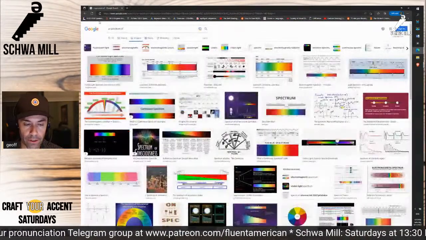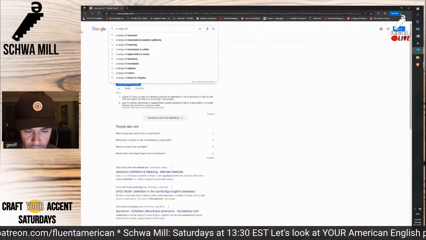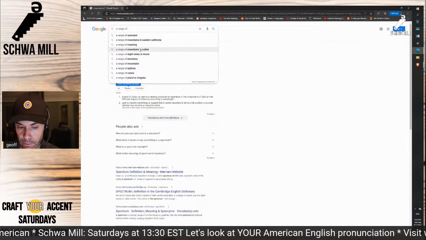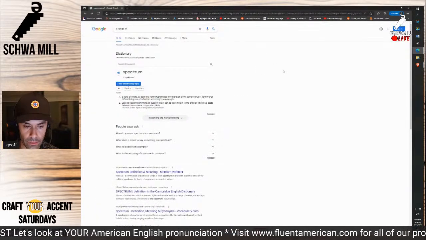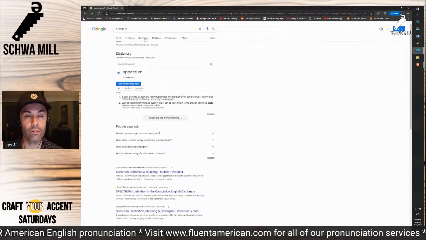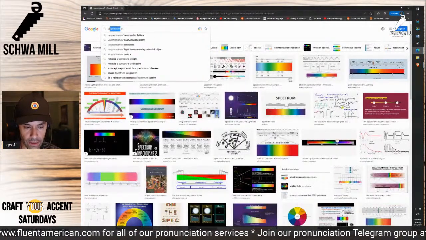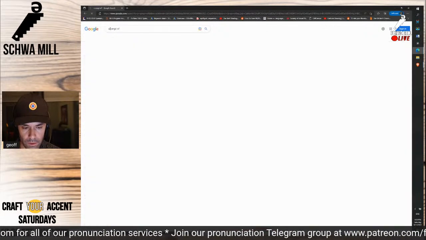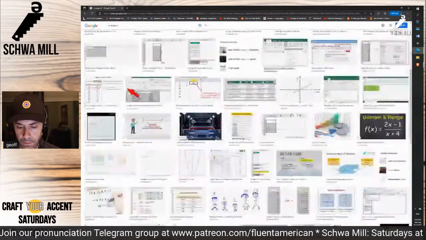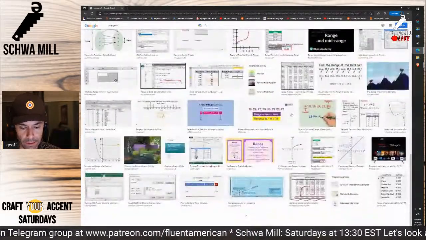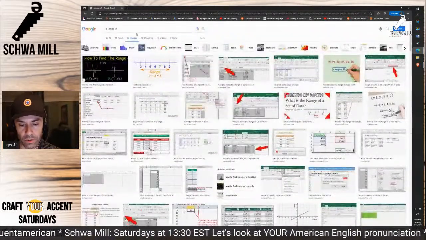Okay. Let's compare that with range. If I say "a range of," so a range of mountains, a range of emotions, a range of options, a range of colors, I'm already getting some ideas. And if I go to image, "a range of," I'm seeing it's also a mathematic term. I'm seeing a whole lot of math. So I would play around with the image searches.